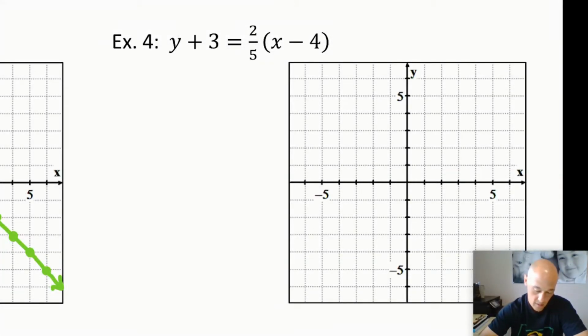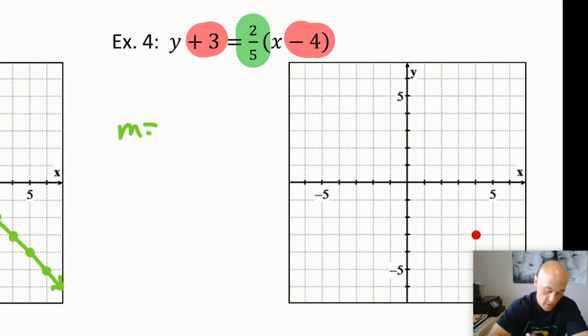Here, my slope is 2/5, and the point is going to be the point 4, negative 3. And the slope is 2/5, or negative 2 over negative 5. This says go up 2 to the right 5. This says go down 2 to the left 5.